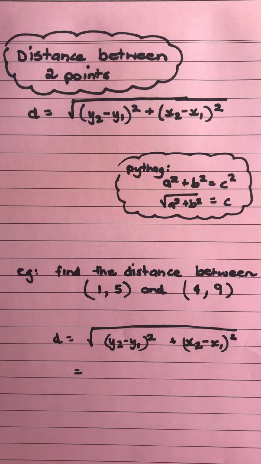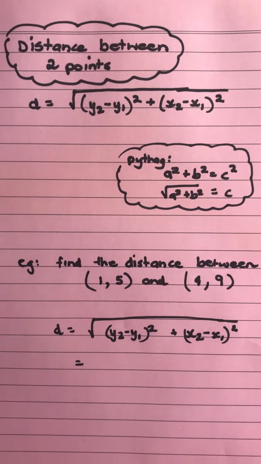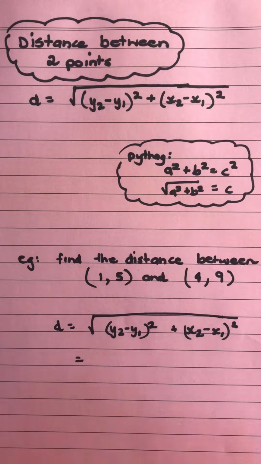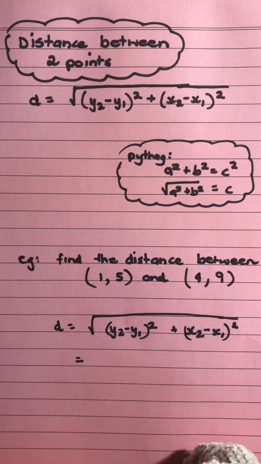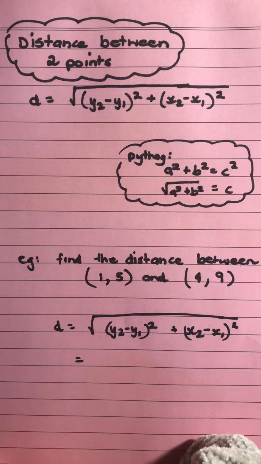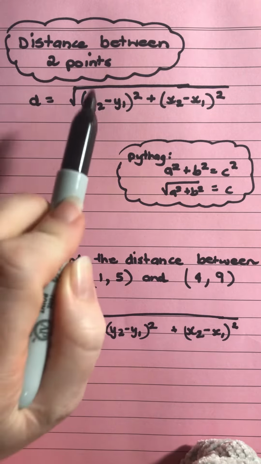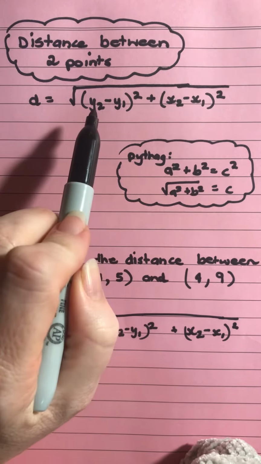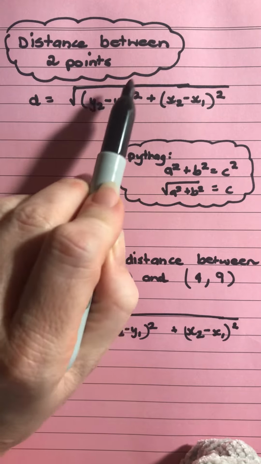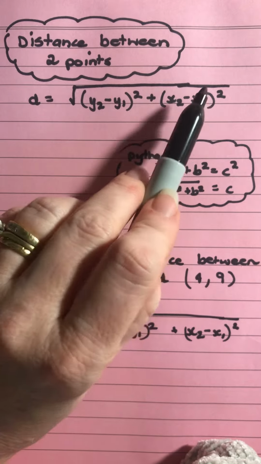Okay, in this video we're going to have a look at how to calculate the distance between 2 points. So when we're talking about coordinates, points on a line, finding the distance between them. Obviously to do that we need to know the coordinates of those points. The rule that we have is that d for the distance is equal to the square root of (y2 minus y1) all squared plus (x2 minus x1) all squared.